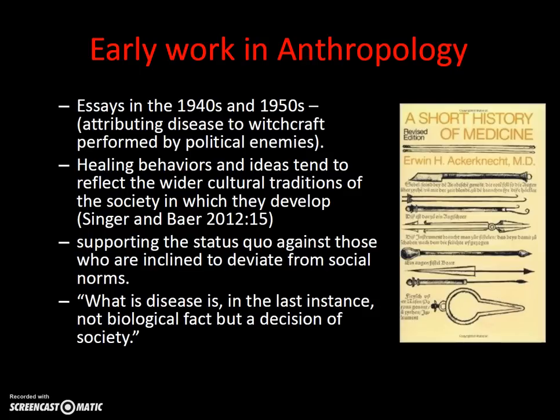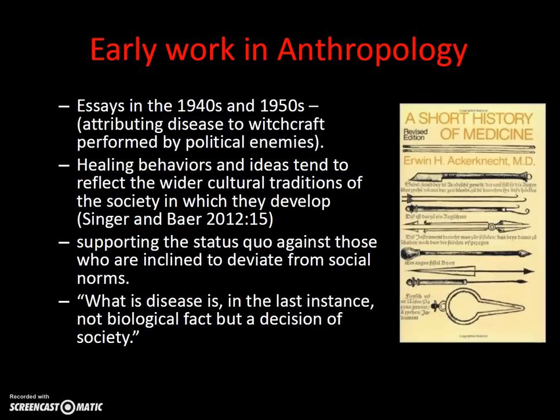Ackerknecht, in his early contributions to anthropology, wrote essays in the 1940s and 50s attributing disease to witchcraft performed by political enemies. Healing behaviors and ideas tend to reflect the wider cultural traditions of the society in which they develop. And this was essentially supporting the status quo against those who are inclined to deviate from the social norms as a whole. So he looked at the functionalist perspective of medicine as a whole here in healing and any sort of divergences from health.